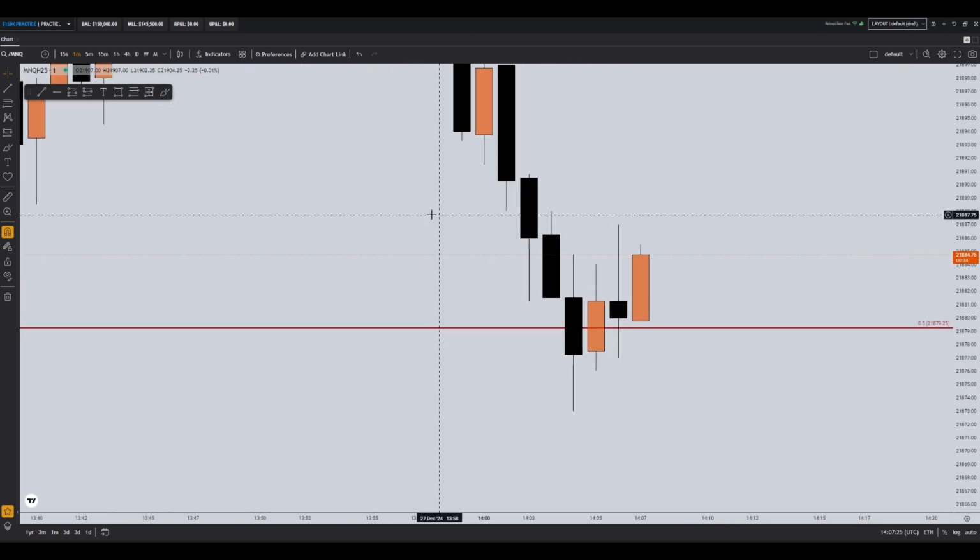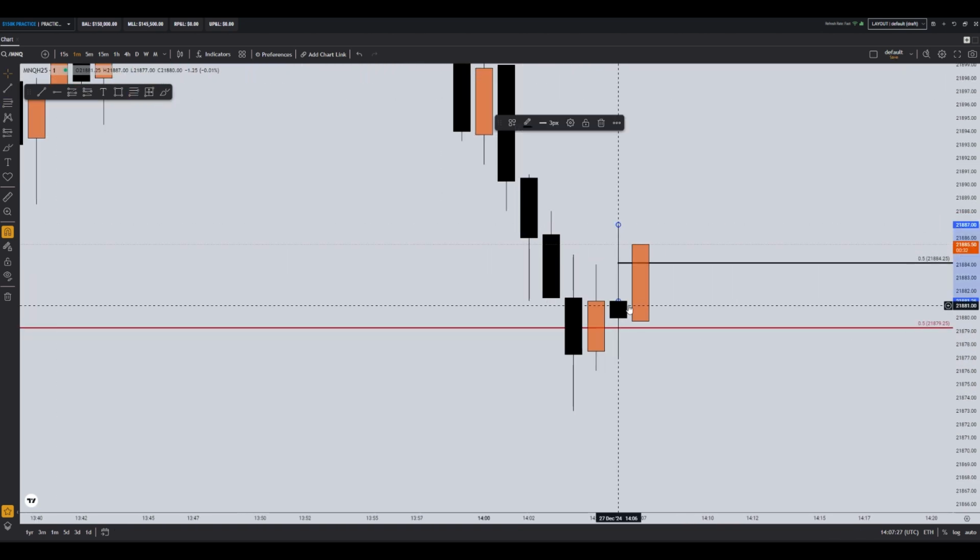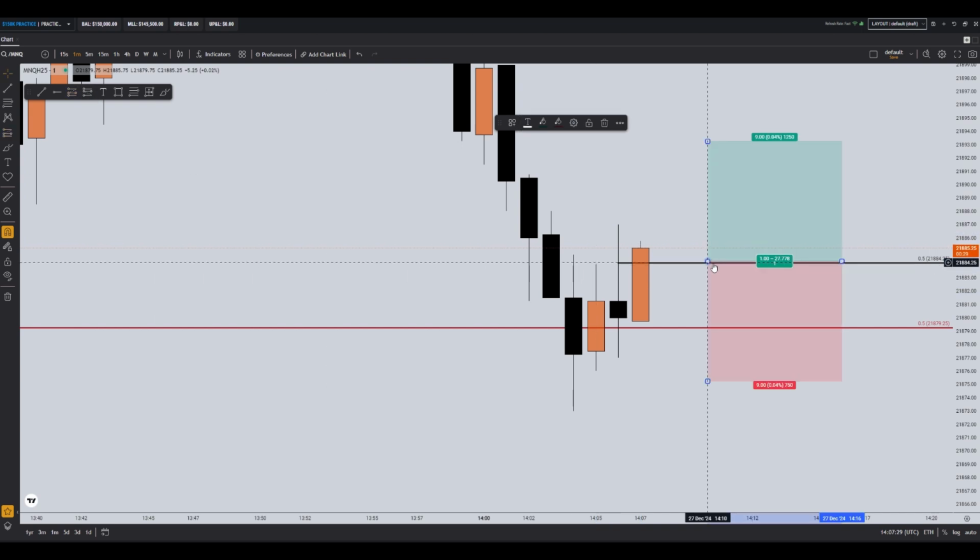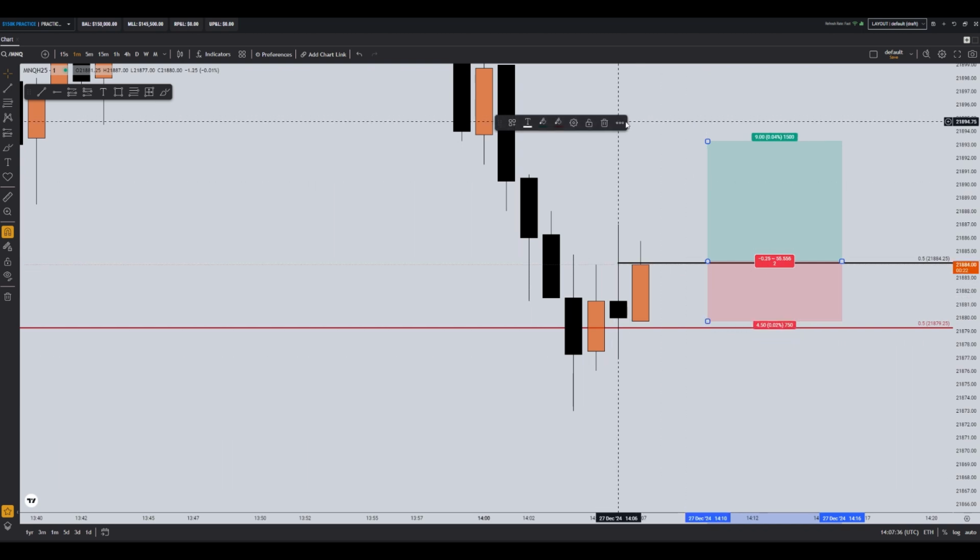It's more so like trying to cut corners, for example, taking the midpoint of this wick and just having your stop loss here instead of at the bottom of the candle. You're trying to cut corners and it's going to be a lot more risky.